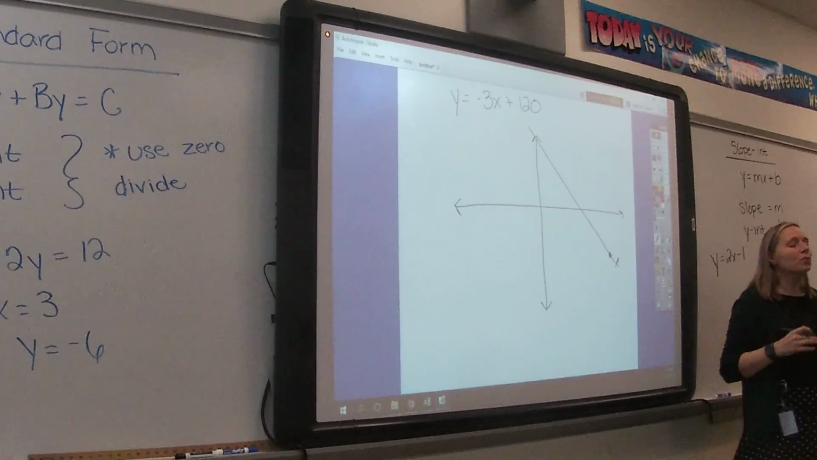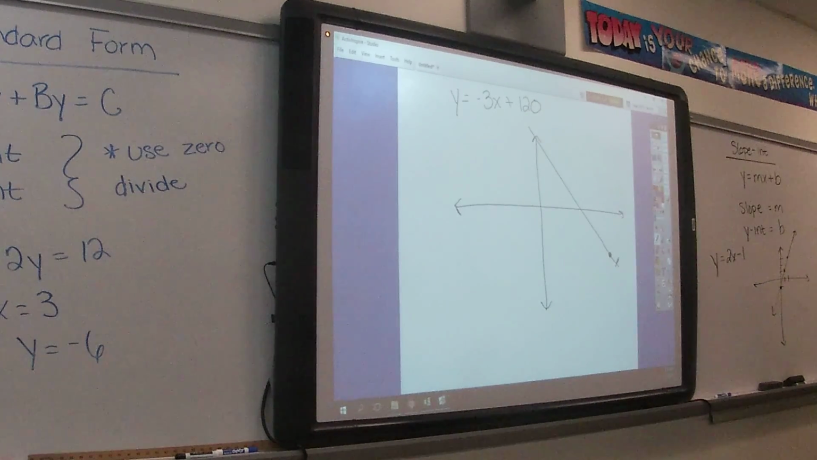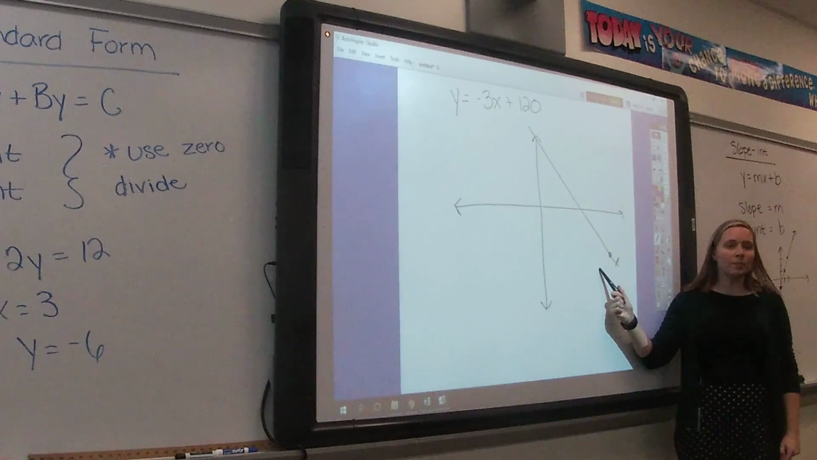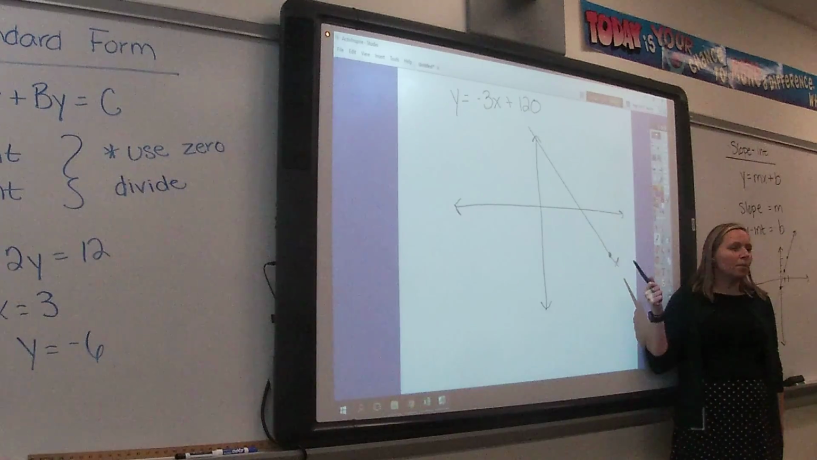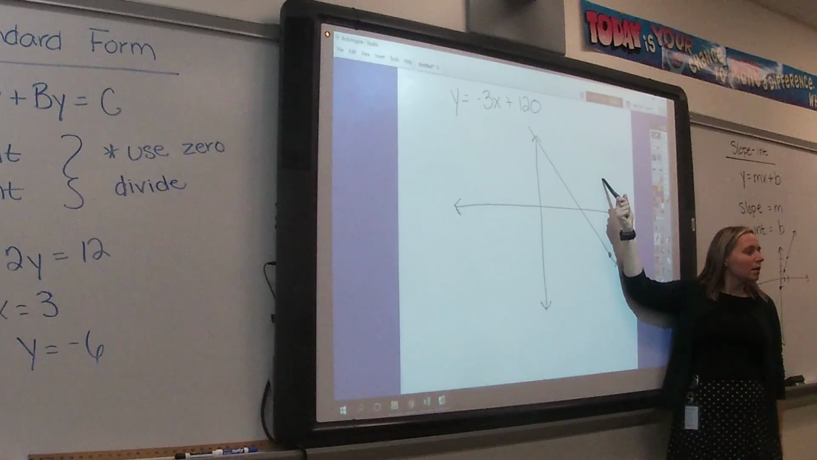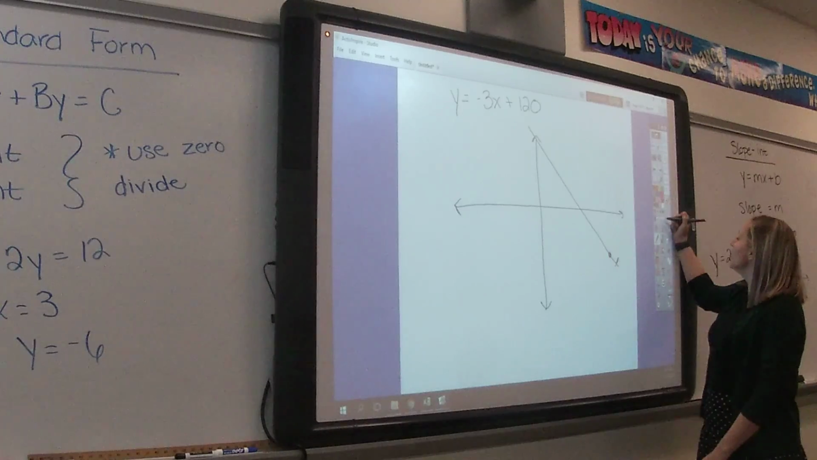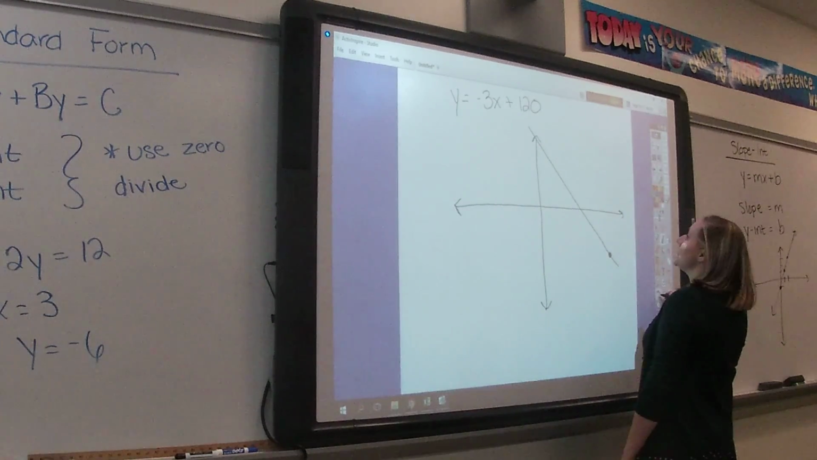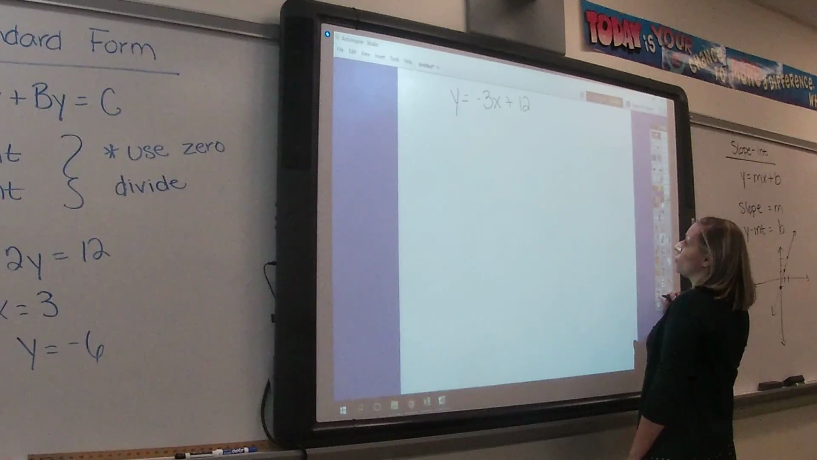No. So what would be reasonable to have on our coordinate plane? Is this part reasonable? No. Is this part reasonable? No. So the only part that's reasonable is, which quadrant is this? First. Quadrant 1. So if we are going to graph this, on your homework tonight you will already have it just quadrant 1.